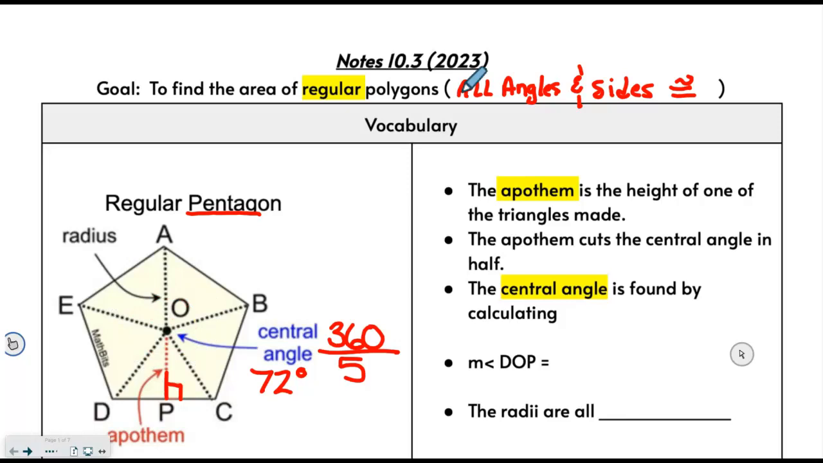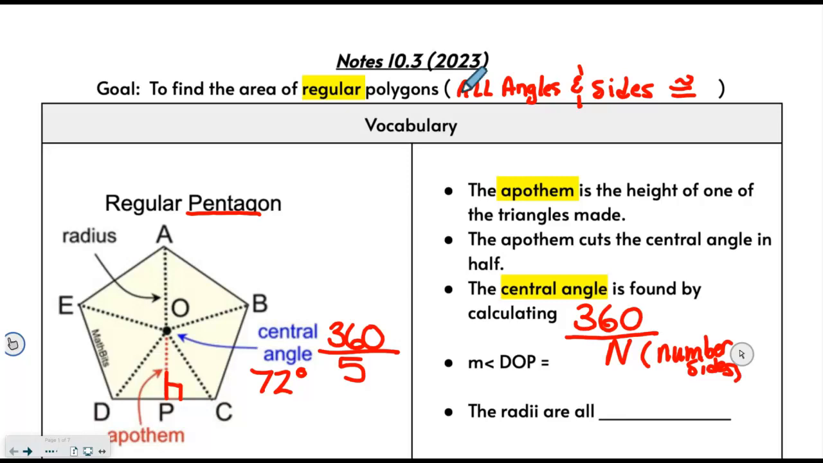Okay? Now how do I get that in general? I take 360 all the way around the full circle, and I divide it up amongst the number of angles in there, which is actually equal to the number of sides. So n could be the number of sides. All right? So finding the central angle is very easy.